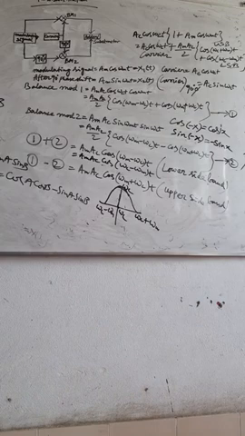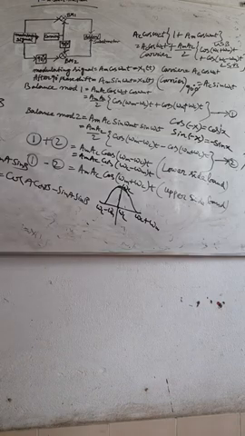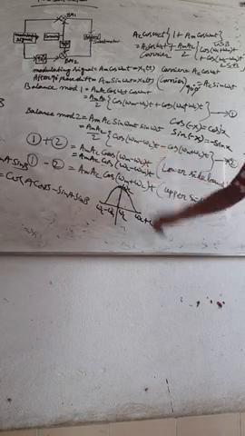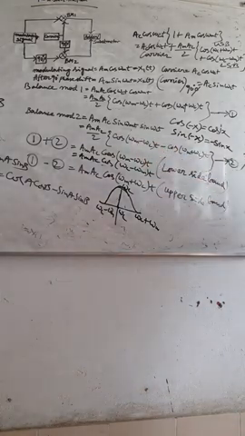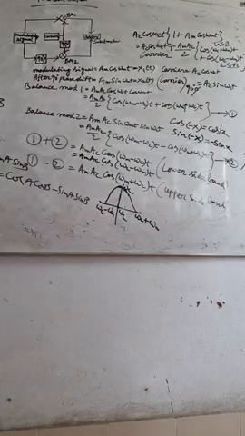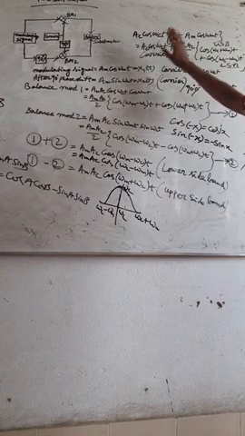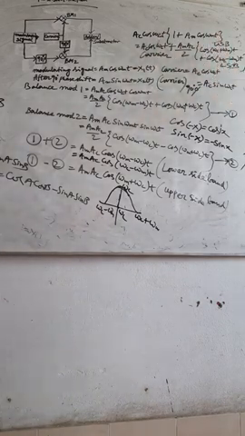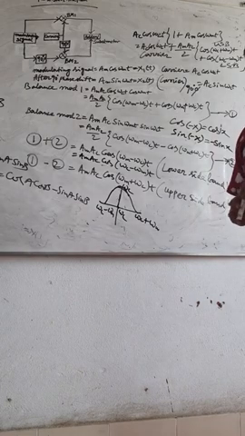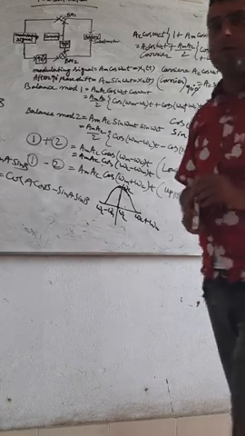Why? That we will discuss in the next class. For the time being, remember, this is the process of SSBSC generation by using the phase shift method. We have suppressed the carrier and one of the sidebands, either the upper sideband or the lower sideband. So this is your SSBSC generation by using the phase shift method.